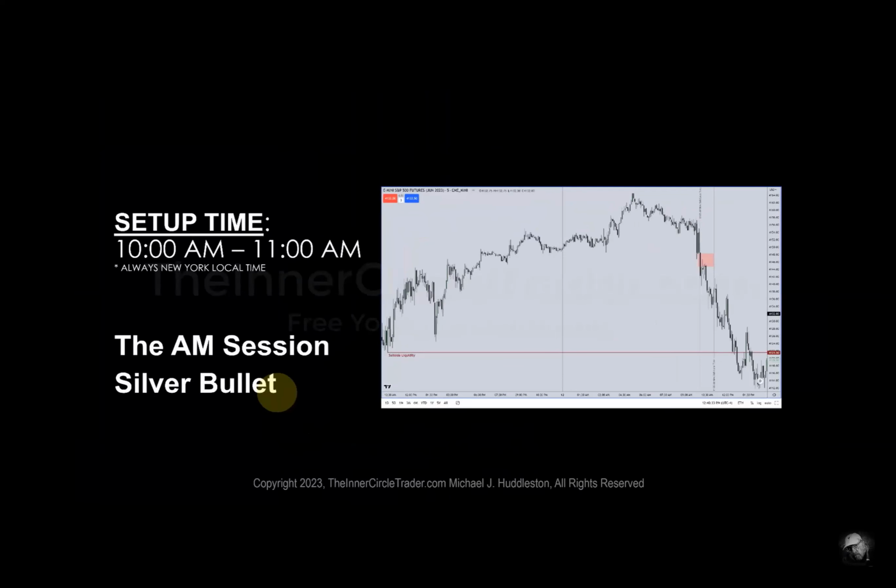All right, the second one in our continuing list of ICT silver bullet setups is the AM session. Now this one is focusing on the 10 a.m. to 11 a.m., always New York local time. And let's take a closer look at this one now.